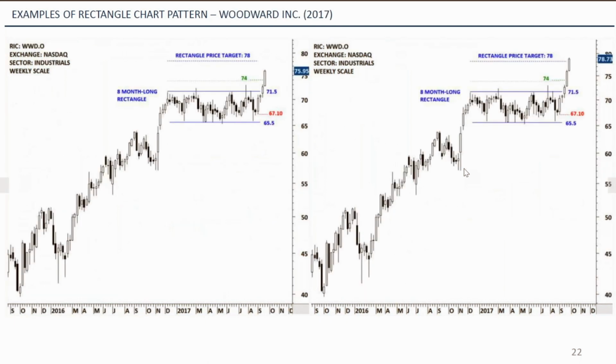Here's another example of those type of breakouts. 8-month-long rectangle, 1, 2, 3, 4, 5 touch points to the chart pattern boundary. Same thing applies to the lower boundary. So when you look at this weekly chart, it's impossible to miss on your weekly scale price chart.